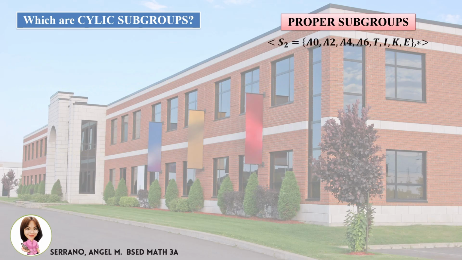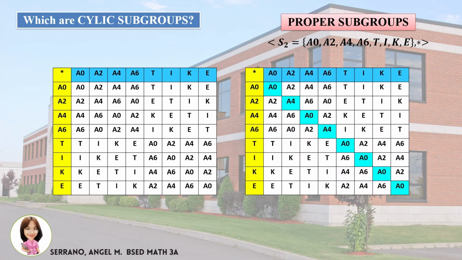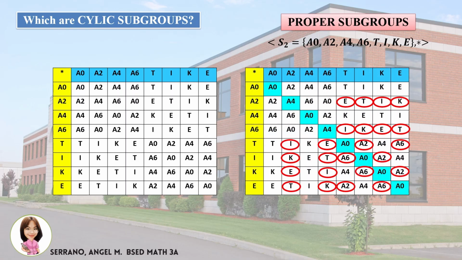Next, is the group of S sub 2, which contains elements A0, A2, A4, A6 under binary operation star, a cyclic subgroup? First, let's classify if its table is abelian. As you can see here, we have the elements which are encircled in red. And as you observe, they do not mirror each other across the diagonal of the table. So with that, we can conclude that this subgroup, which is S sub 2, is not abelian.